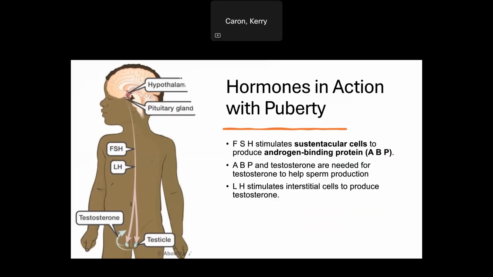So hormones in action. You have follicle stimulating hormone that stimulates the sustentacular cells to produce androgen binding protein, or ABP. And the ABP and the testosterone are needed to help you put those 2 together, and that helps produce sperm. Luteinizing hormone stimulates those interstitial cells to produce the testosterone. So remember, in the cross section of the testes, you had the interstitial cells producing testosterone, and you had sperm also being produced. So the androgen binding protein gets kind of turned on by the FSH, the follicle stimulating hormone, and the luteinizing hormone. So both in combination kind of turn on puberty.